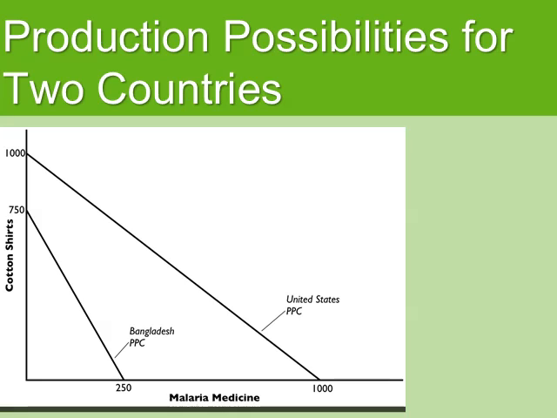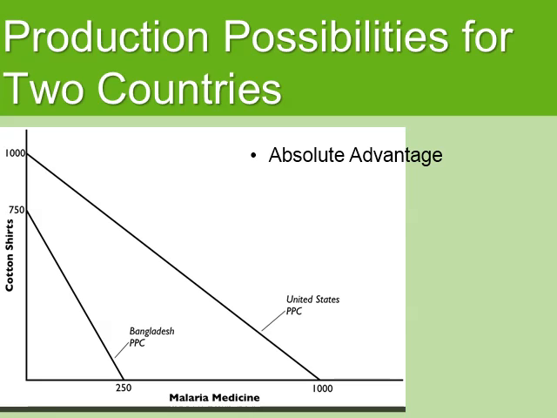In this situation, we can see, based on our understanding of production possibilities, that the United States can produce more of both cotton t-shirts and malaria medication. When a country can produce more of one good than another country, we say that it has the absolute advantage. Absolutely, it can produce more.